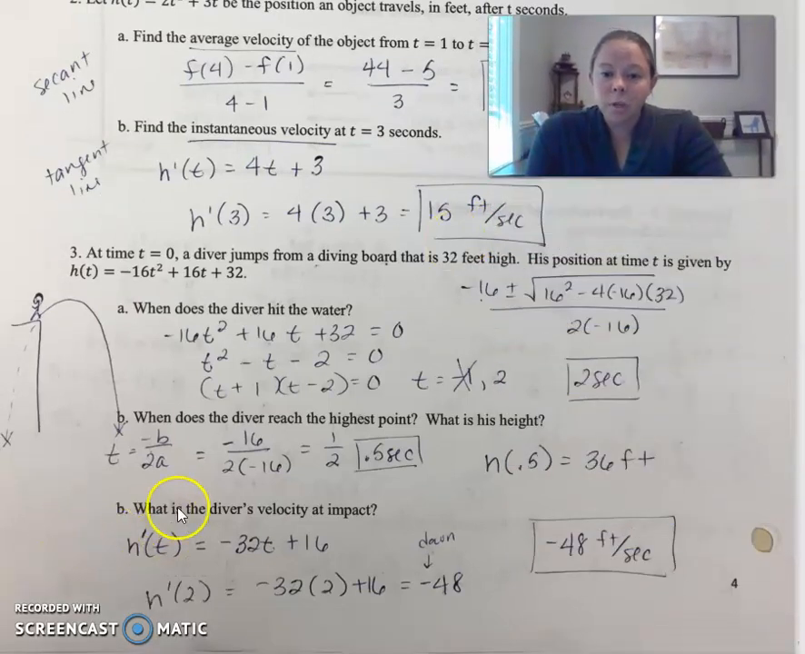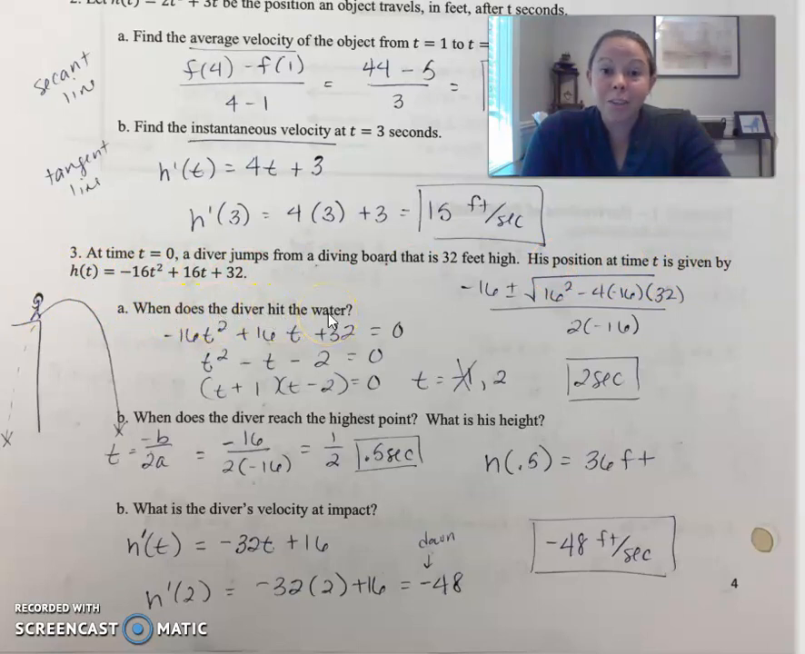Yeah, see what is the diver's velocity at impact? Well, that's how fast that diver hits the water, and there's that negative representing the fact that the diver's going down. But anyways, at t equals 0, diver jumps from a diving board that's 32 feet high. His position at time t is given by this lovely function. All right, when does the diver hit the water?